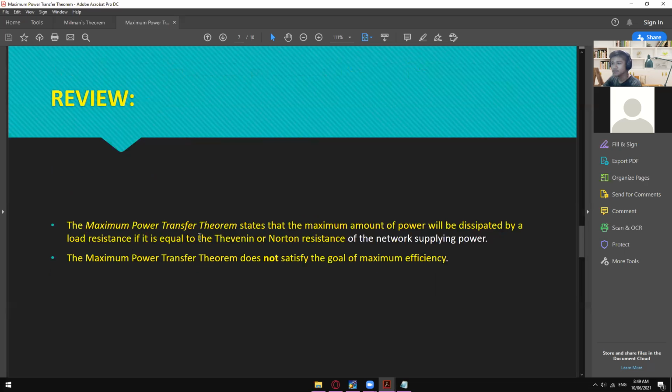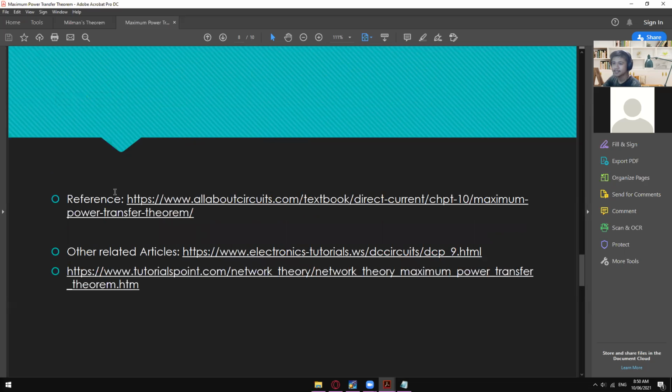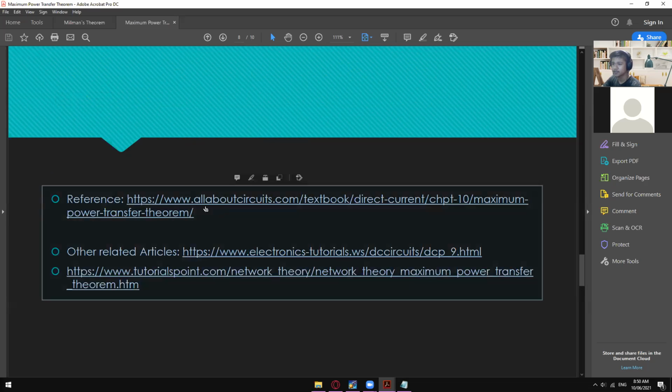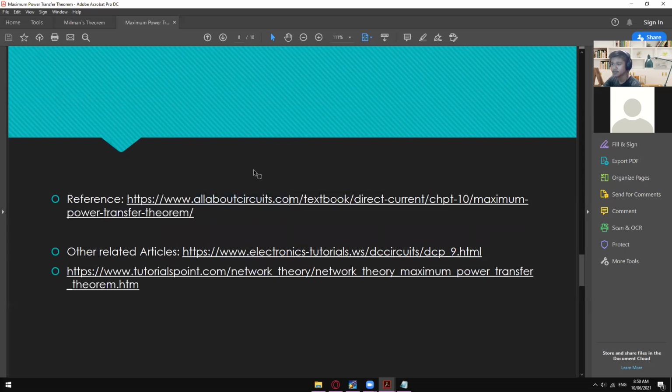The maximum power transfer theorem states that the maximum amount of power will be dissipated by a load resistance if it's equal to the Thevenin or Norton resistance of the network supplying the power. So the maximum power transfer theorem does not satisfy the goal of maximum efficiency. Right? And then here's the reference for this one. This one also came from All About Circuits.